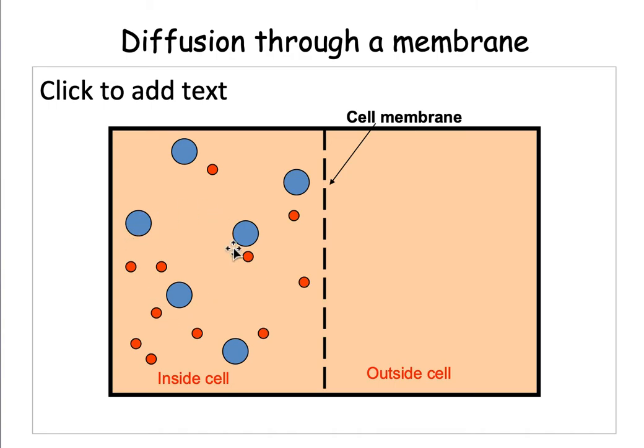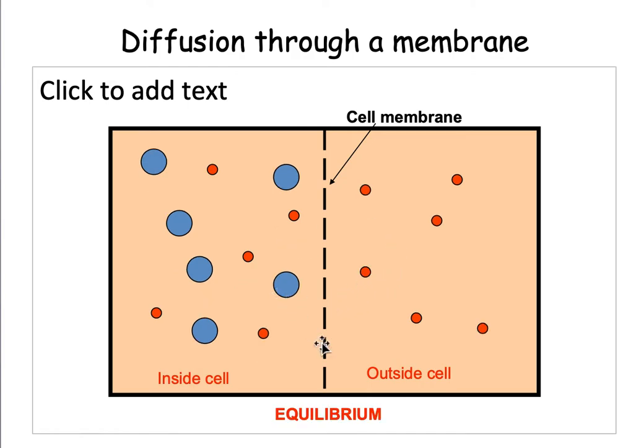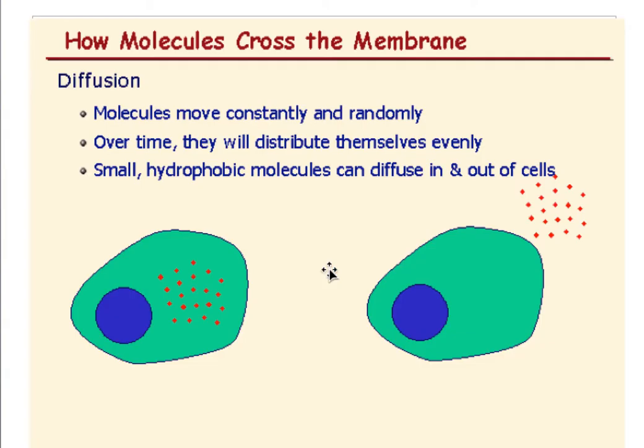So across the cell membrane, if you consider this as the inside of a cell, and this as the outside of a cell, and this is the cell membrane that separates the inside of the cell from the outside. If we assume these small red molecules, they can diffuse through the pores in the cell membrane, or through the gates or the channel proteins that we described in previous videos, and move to the outside of the cell. This process is called diffusion. It does not require energy. You can see the diffusion stops when the equilibrium is reached, when the number of molecules on this side equals the number of molecules on that side.